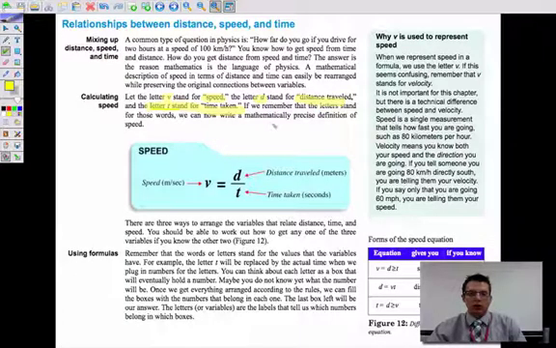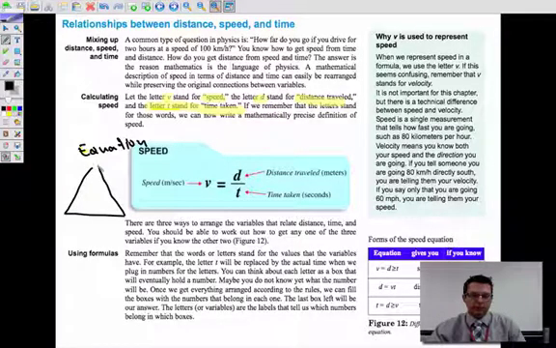You can now write a mathematically precise definition of speed. This is our equation for speed. Speed, or velocity, equals distance over time. I like to make a triangle to help me rearrange this quickly. Here's my triangle. I always put the V here, the T here, and the D here. This will help me rearrange the equation.